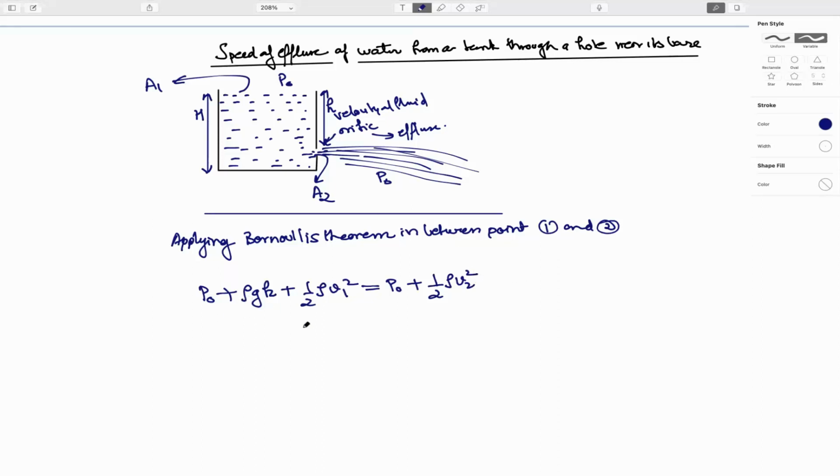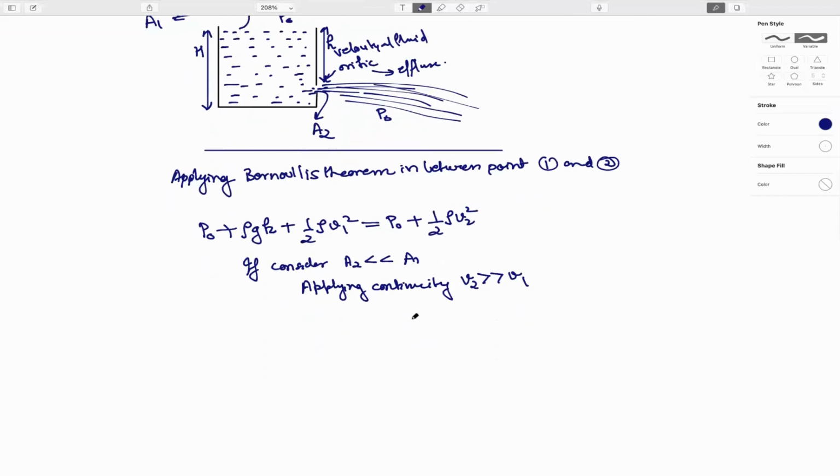So by applying this, let's consider A2 is very, very small than A1, then by continuity, V2 is very, very greater than V1. As A1 V1 is equals to A2 V2, we know that A1 by A2 is equals to V2 by V1, and we are saying that A1 is very, very greater than A2.